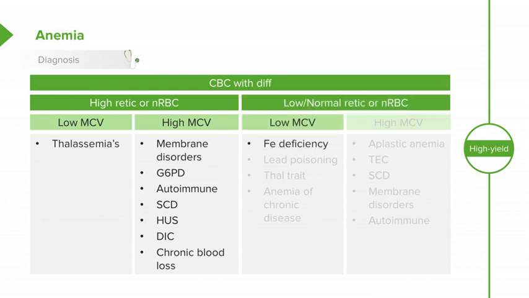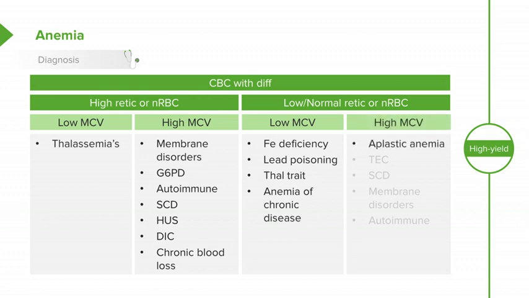Now, here's a CBC with DIF where we're going to have a low or a normal reticulocyte count. In other words, this patient's not cranking out cells. They have a low MCV. They might have ongoing iron deficiency. It's hard for them to make reticulocyte counts, so it's low. They may have lead poisoning or a thalassemia trait, or perhaps anemia of chronic disease.